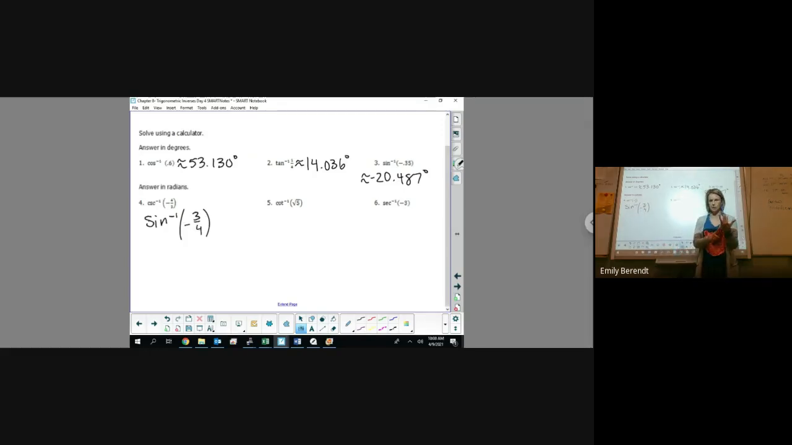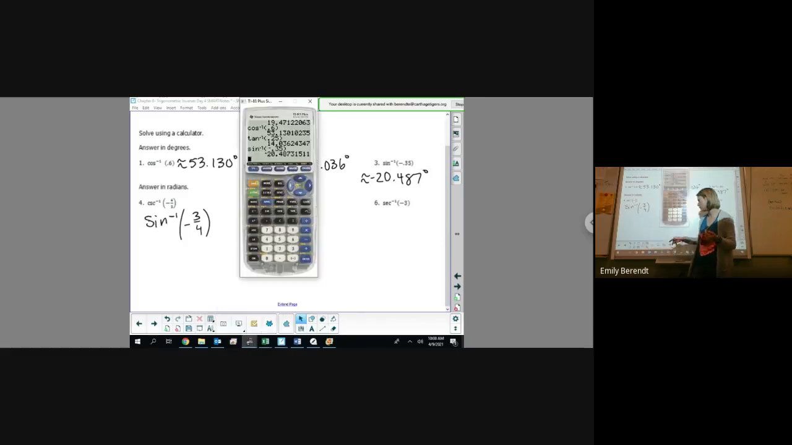So inverse sine of negative 3/4, you've got a negative ratio. So your answer should come from quadrant 1, quadrant 4, there it is. So second sine, negative, make sure you use the negative key and not the minus key. All right, so notice it gave you a little tiny decimal. That's because you're in what mode? You're in radians, so don't freak out that your answer is this tiny.